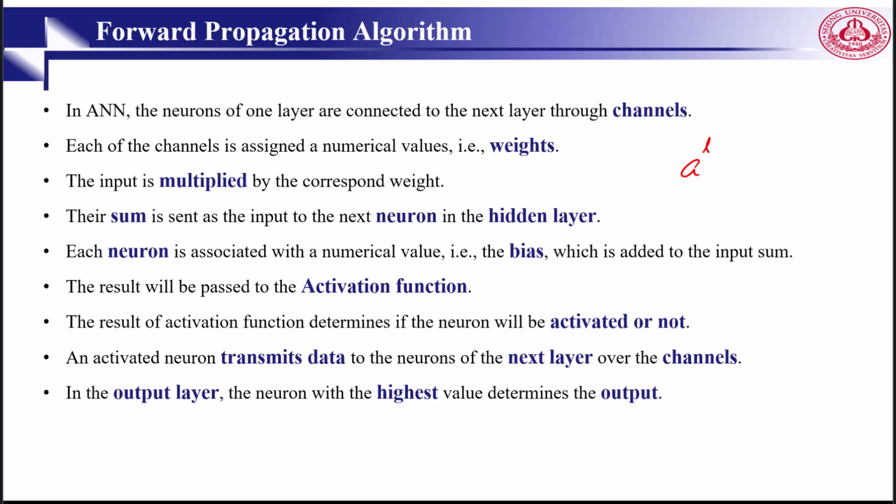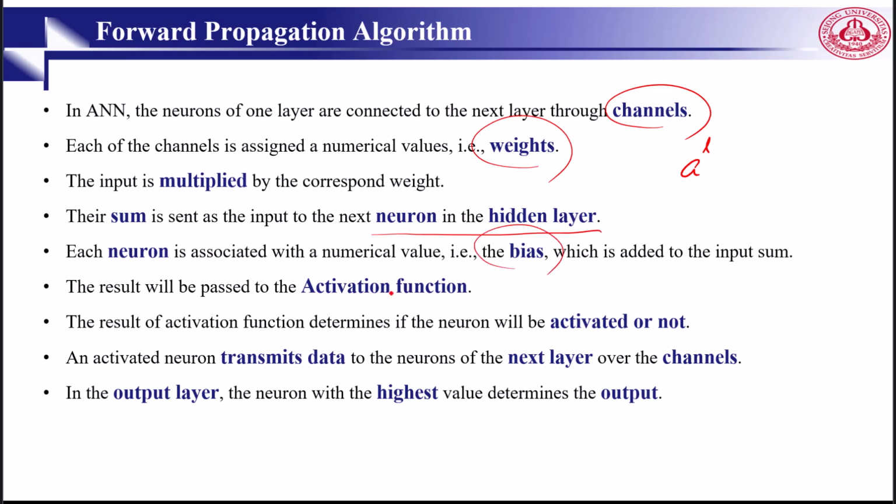So we have neurons in each layer, and they are connected using some channels. Each channel is assigned a numerical value that is called weight. The input is multiplied by its corresponding weight. Then we take the sum of them and pass it to the neurons in the next layer, which we call the hidden layer. Each neuron may be associated with a numerical value that is the bias, right?